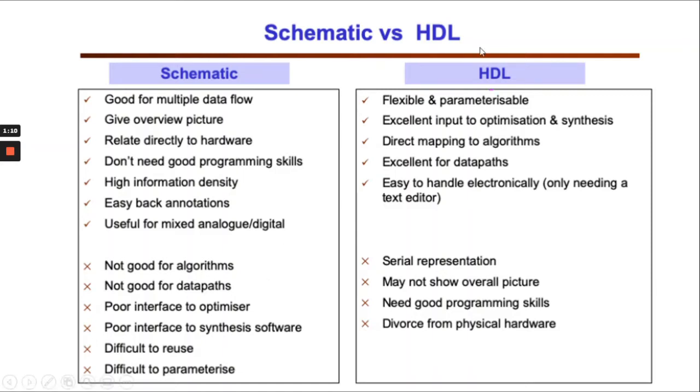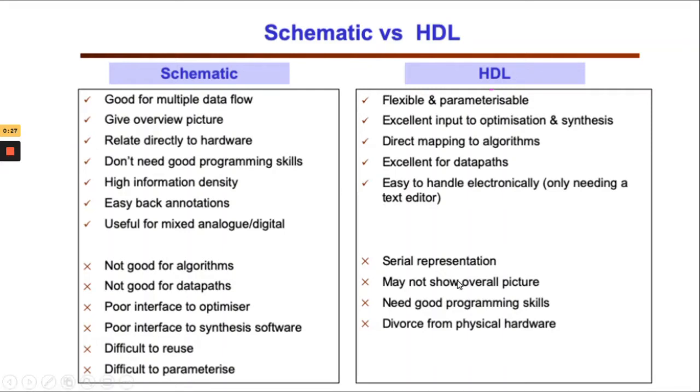Okay, then we look into HDL, hardware description language. It is flexible and excellent. It's easy to optimize and synthesize. It's a direct mapping to algorithms. It is easier because it is closer to a software programming language, so it's easier for the designer to transform their algorithms into hardware coding, and it is excellent for data paths. It's easy to handle electronically, right? You only need a text editor. You don't have to have a circuit or whatsoever.